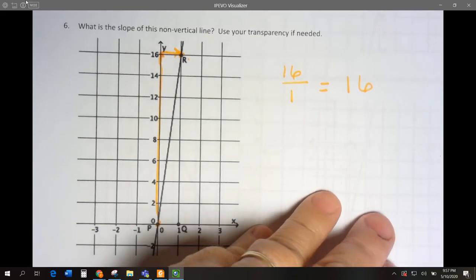Let's go on to number 17. I'm sorry, number 7.